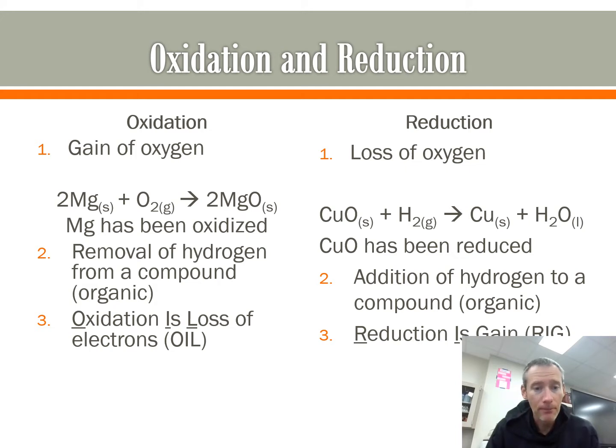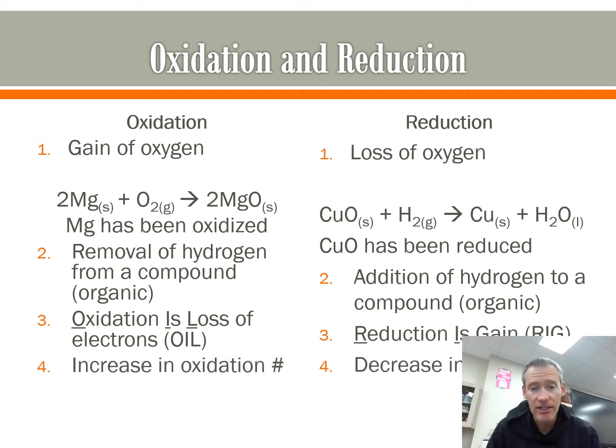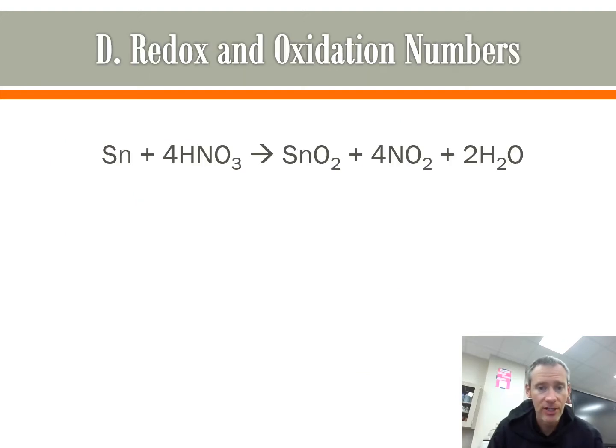A few things to remember are LEO goes GER, or OIL RIG. They're all terms that can help you determine if it's oxidation or reduction. So if it loses electrons, it's oxidized. If it gains electrons, it's reduced. Increase in oxidation number is oxidation, and decrease in oxidation number is reduction.